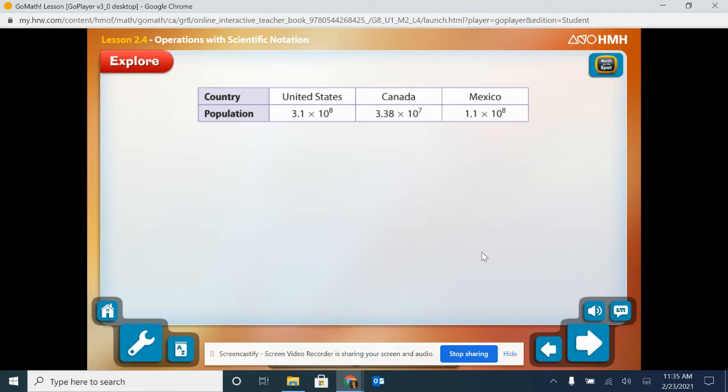Let's look at an example of adding or subtracting numbers in scientific notation. This table shows the population of the 3 largest countries in North America in 2011. Find the total population of these countries. Here's one method. You can add the numbers directly if they are written with the same power of 10. 2 of the 3 numbers have the same power of 10, 10 to the 8th power. One of the 3 numbers has a different power of 10, 10 to the 7th power. So then what we need to do is change that 10 to the 7th power.